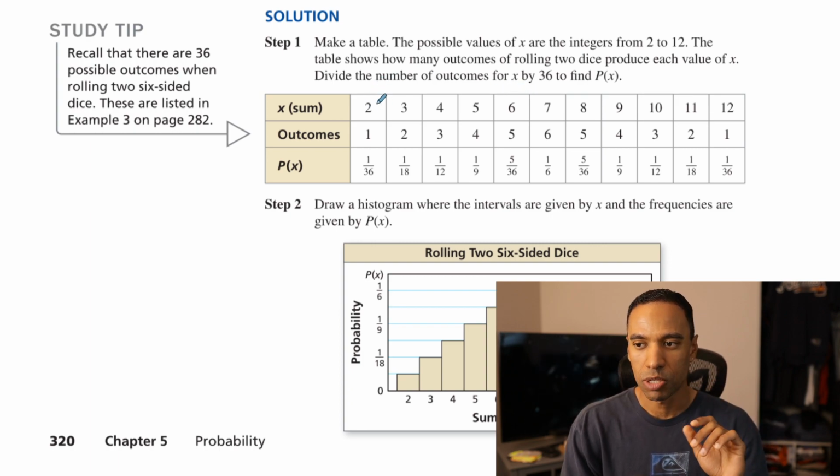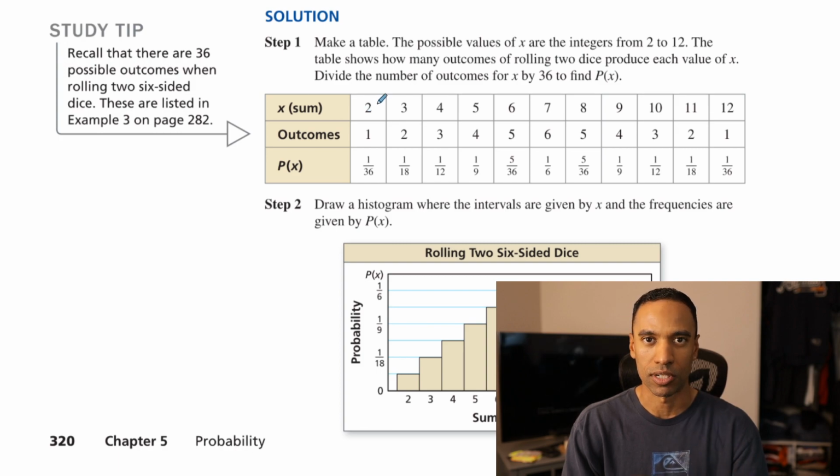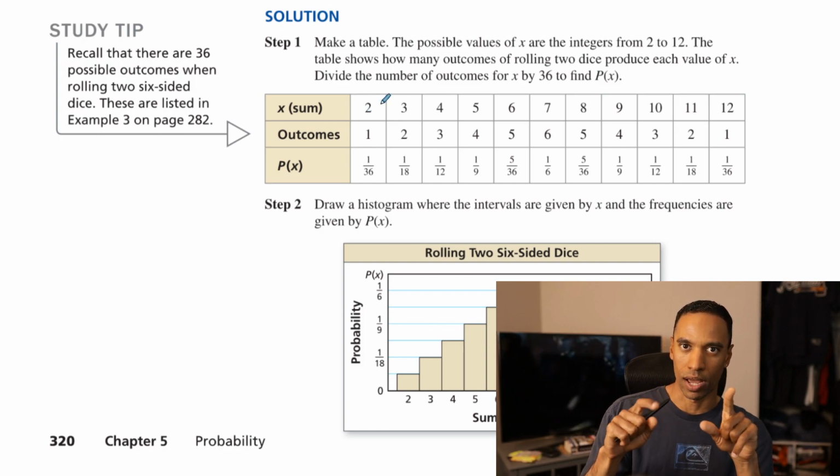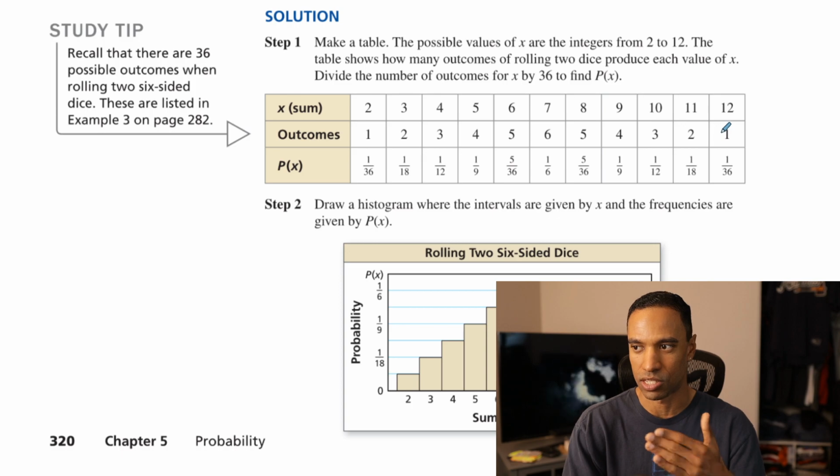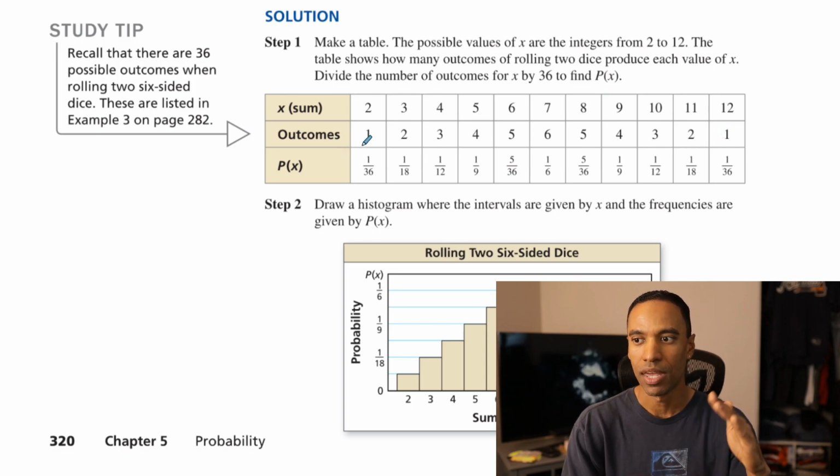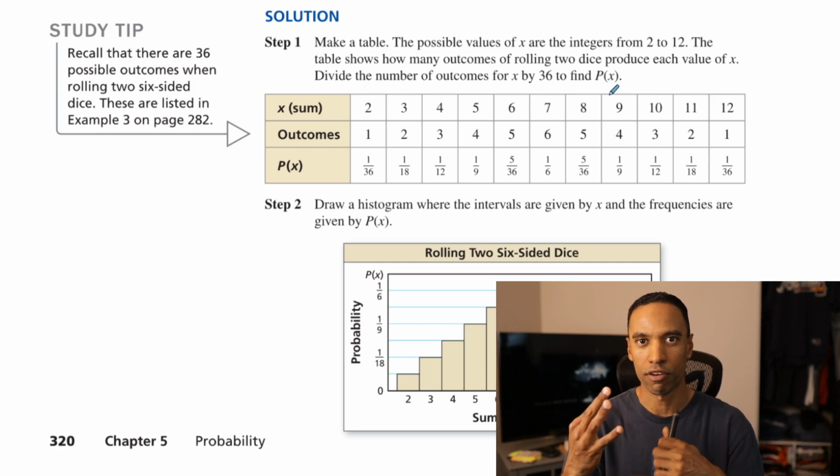There's only one possibility that you can get a sum of 2 from your dice. That's if you roll a 1 and another 1. And same with the 12. You can roll a 6 and another 6. There's only one possible outcome. You can see it leans more toward the middle because 7 can be rolled by a 3 and a 4.